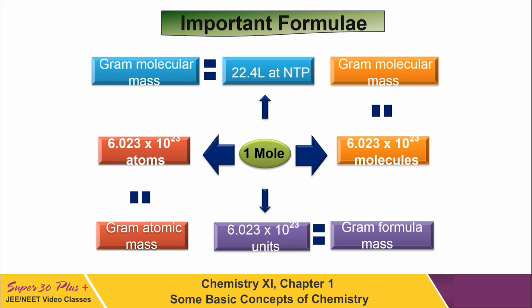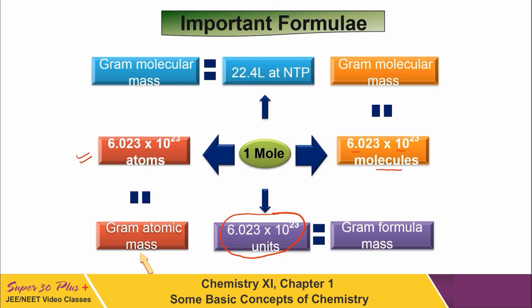Students, 1 mole is equal to 6 × 10^23 atoms, or 1 mole is equal to 6 × 10^23 molecules. So in short, you can say that 1 mole is equal to 6 × 10^23 units. Which units? Anything. These units may be atoms, molecules, or ions.